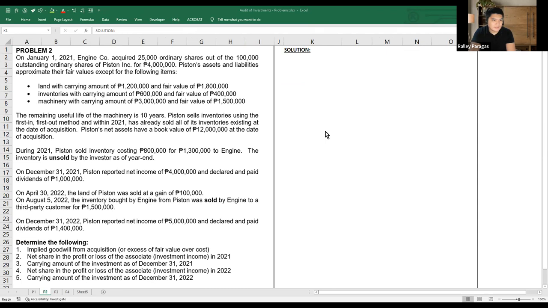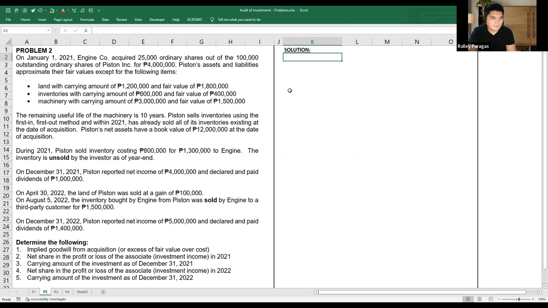Okay. Tama, no? Let me double check actually. So I'm sharing my Excel file. So let's try to solve. Let's try to read the problem, digest and solve. It is also a pretty long problem for investment in associate na topic, no? So let's try to factor in everything that we've discussed and try to solve the problem. Of course, illustrate natin kung paano ba application natin. For this particular second problem, we only have a few minutes remaining.